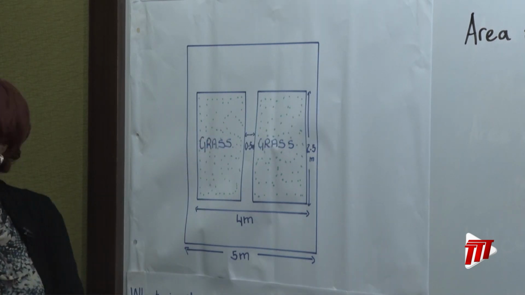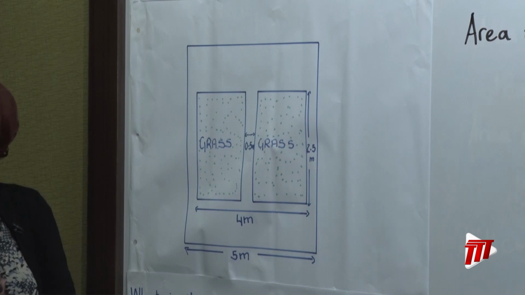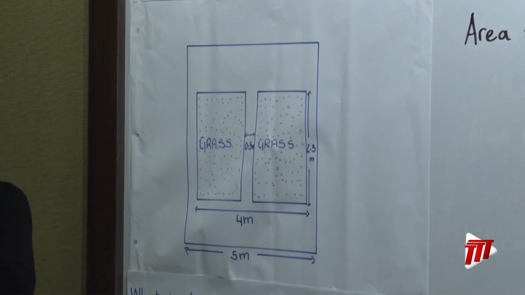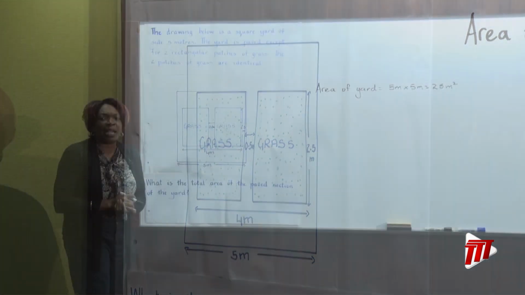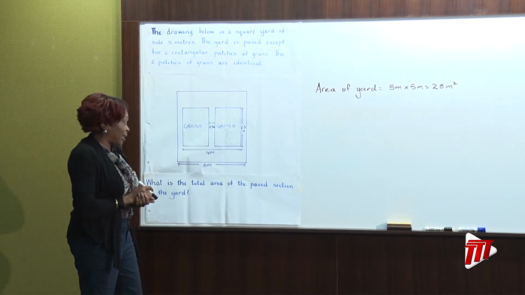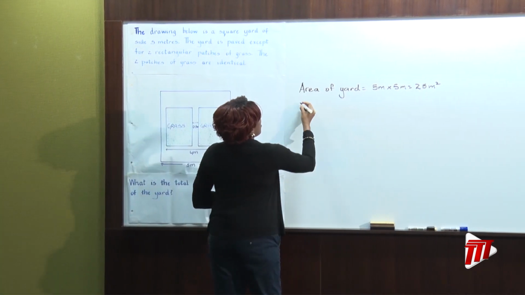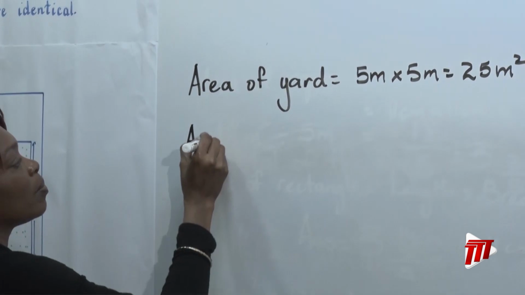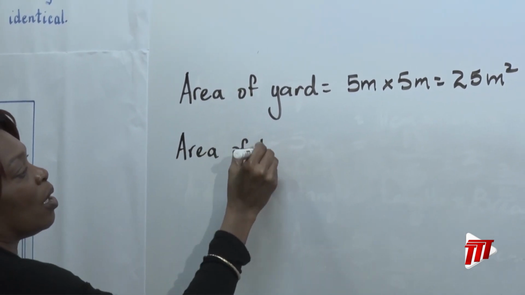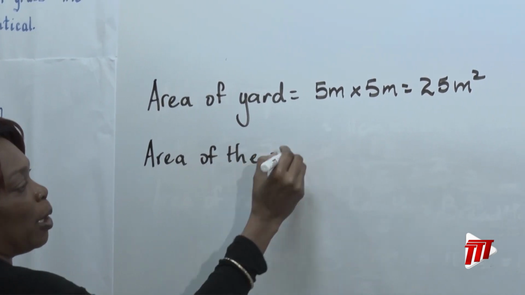Remember, that would remain 2.5. Can we now find the area of the 2? Remember, in your mind, you would have joined them together. Can we now find the area of it? Yes, we can. So you're going to say the area of the 2 grassy plots.